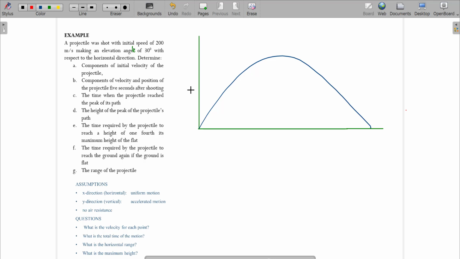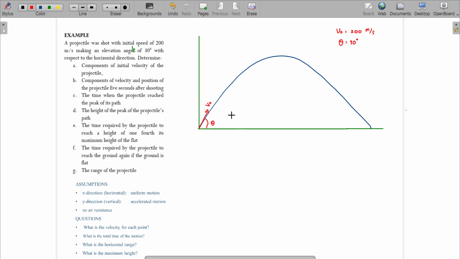So from the questions, you can see that we have an initial speed. So at the very beginning, the projectile was shot with initial speed. So we have initial speed in here, which is 200 meters per second. And also the angle in here we have theta, which is 30 degrees, with respect to the horizontal direction.